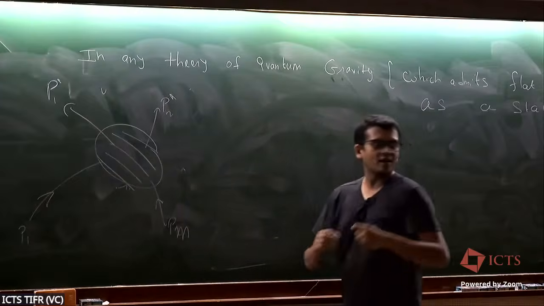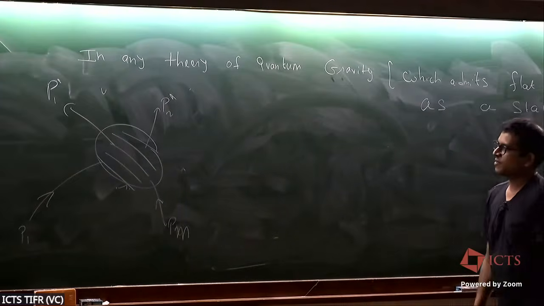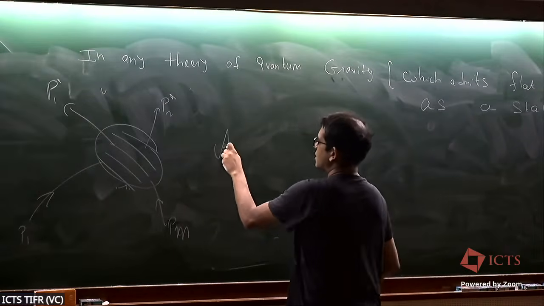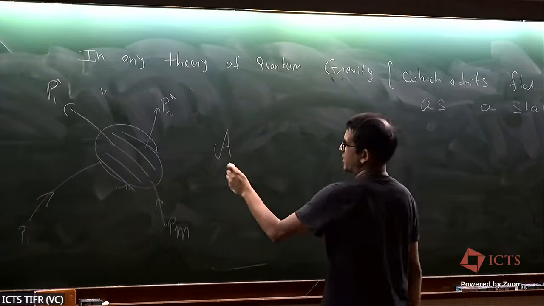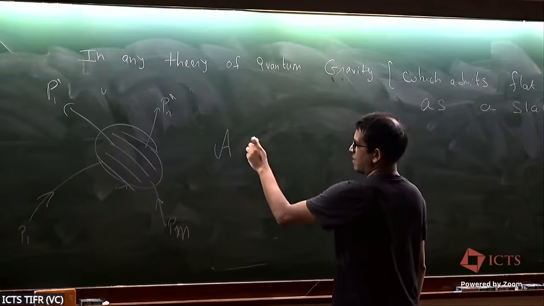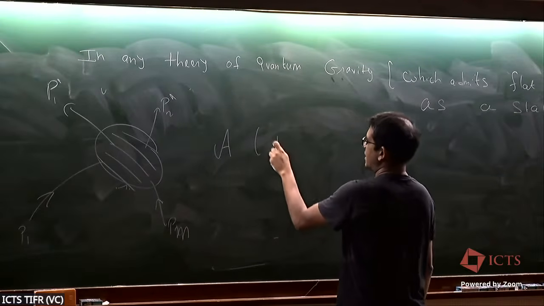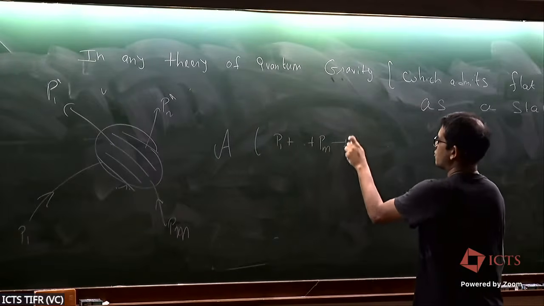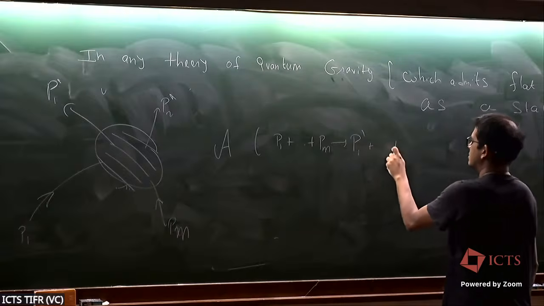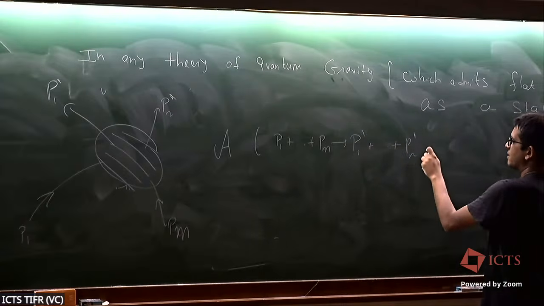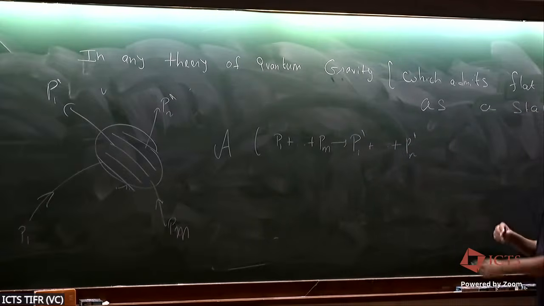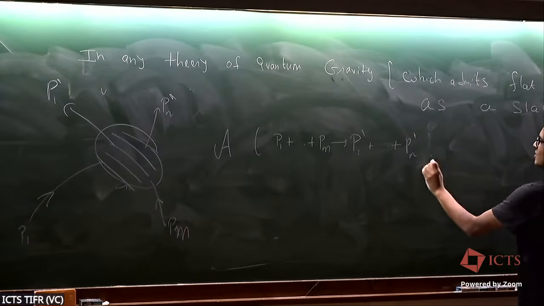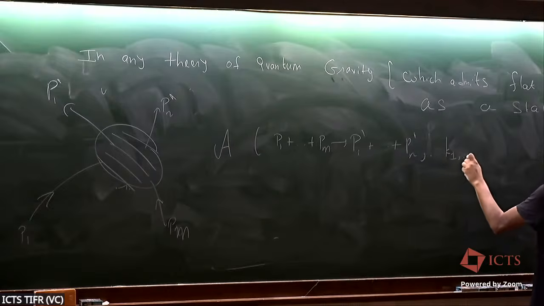I think Jan discussed a little bit of introduction to scattering. We can ask what is the probability amplitude for the m incoming momenta to go into n outgoing momenta, and let's say L gravitons with momenta k1 to kL.